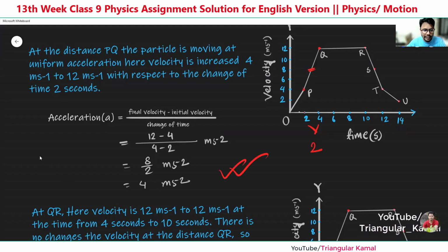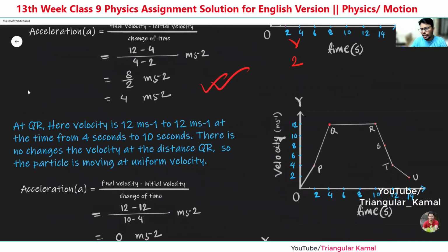So now the next step here, Q to R. What we see here is that at the point Q the velocity is 12. At the point R the velocity is also 12. But we see here a total of 10 seconds at position R. The time changes here, the moving time from 4 seconds to 10 seconds, but the velocity is not changed here. The initial velocity is 12, the ending velocity is 12.